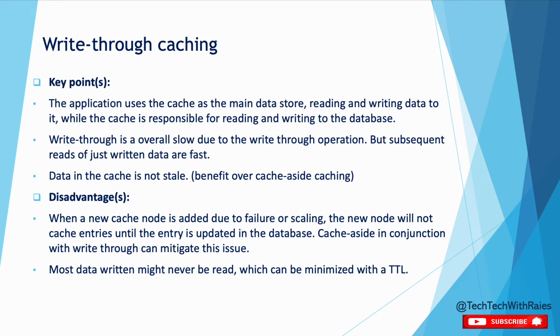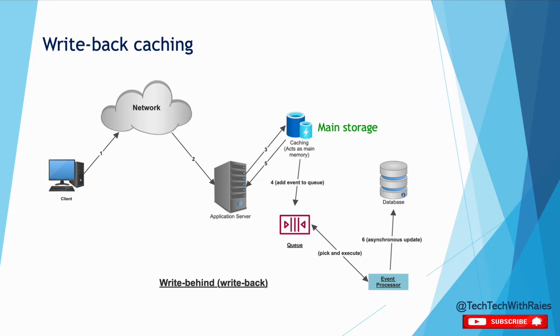Let us move on to the next slide. This is write-back caching. This is the third caching pattern. Let us discuss this. Basically, as the diagram or pictorial representation depicts, all the reads and writes will happen from the caching layer itself. That means, in this case, the application server is not going to interact directly with the database for reading and writing data. Rather, the caching layer acts as the main storage. So let's see how the request traverses in this case.